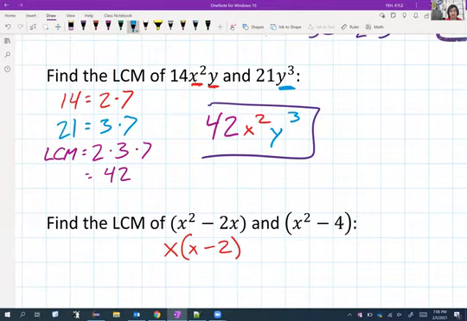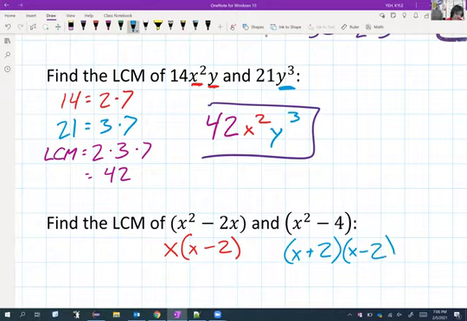And then the second polynomial, x squared minus 4, difference of two squares, x plus 2, x minus 2. So again, we're just factoring every time. When in doubt, factor.